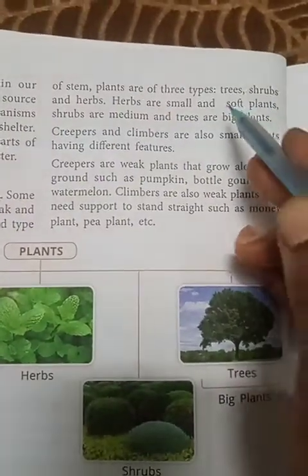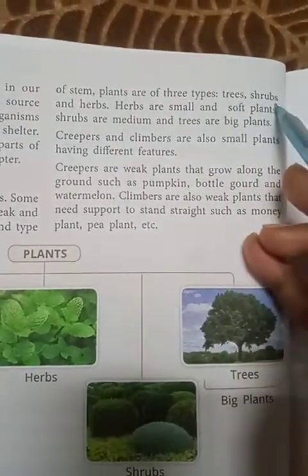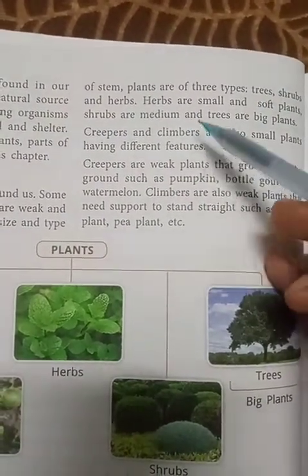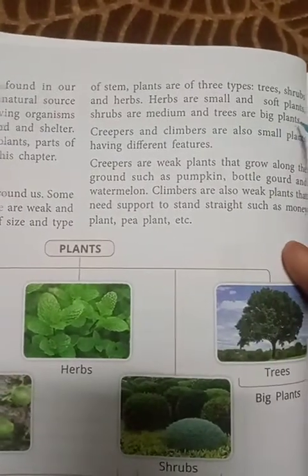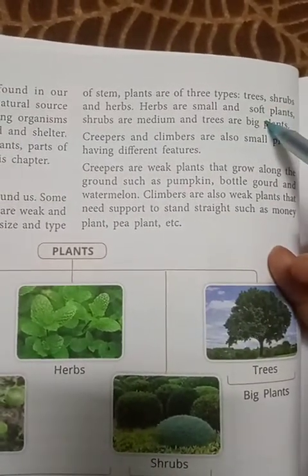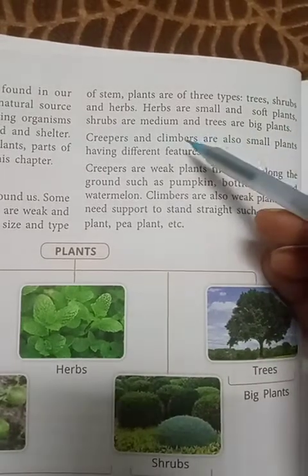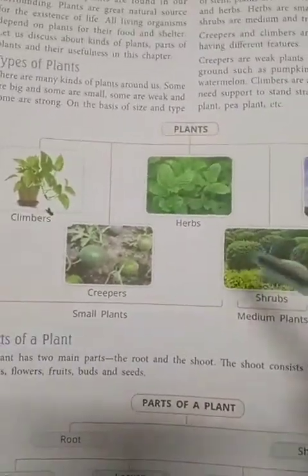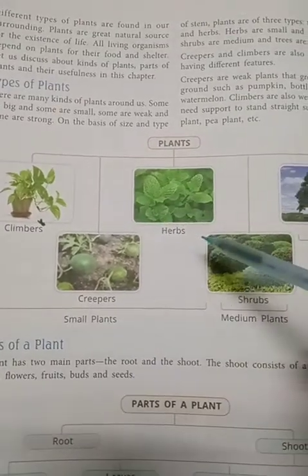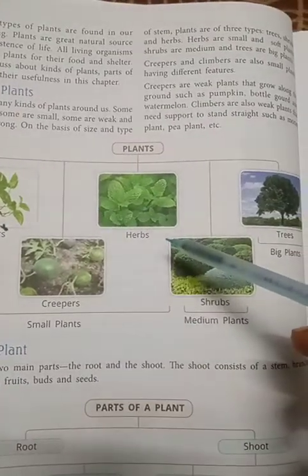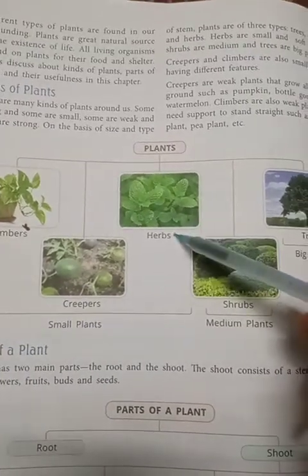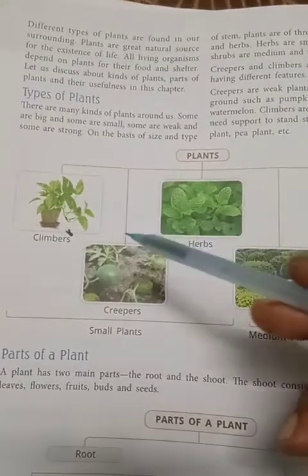On the basis of the type of stem, plants have three types: trees, shrubs and herbs. Herbs are small and soft plants. Shrubs are medium and trees are big plants. Look at this chart. These are the three types of plants: trees, shrubs and herbs.